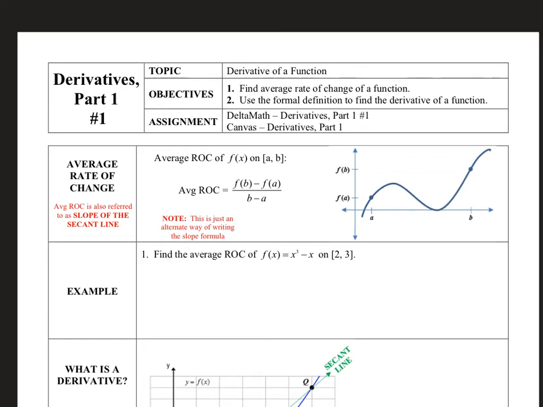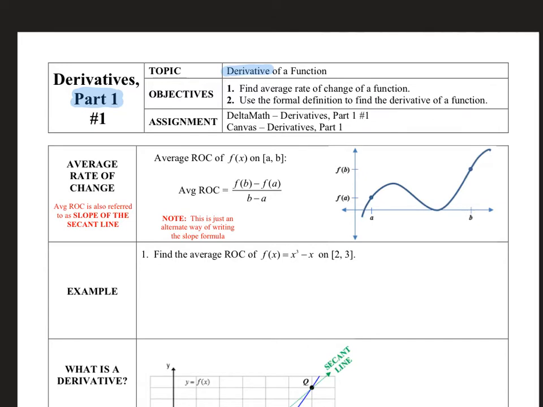Today we're going to start talking about a huge concept in calculus called a derivative. And this is going to be with us for a while. We've got derivatives part 1, which we're starting today. We've got derivatives part 2, and we've got applications of derivatives. So this will be around a lot longer than limits was.